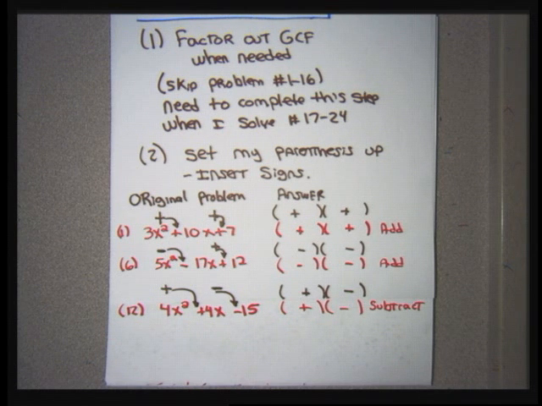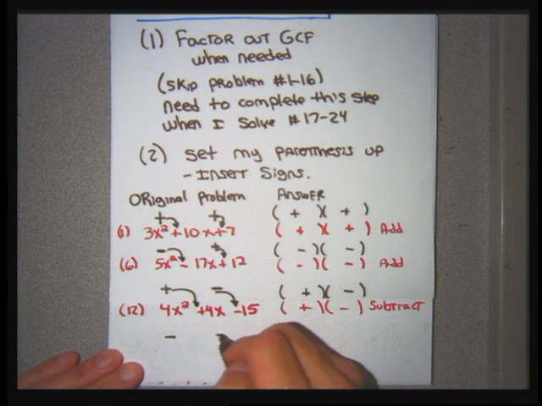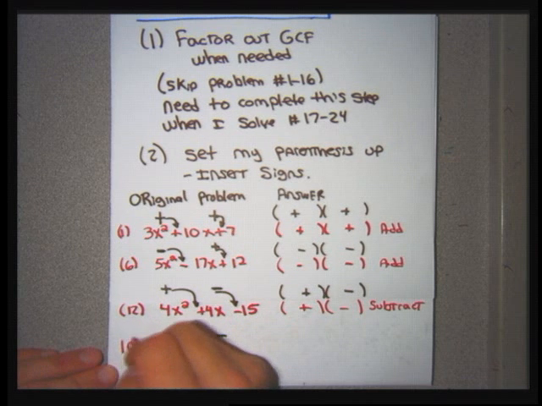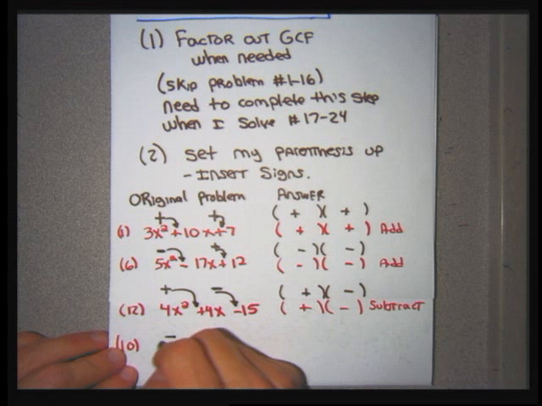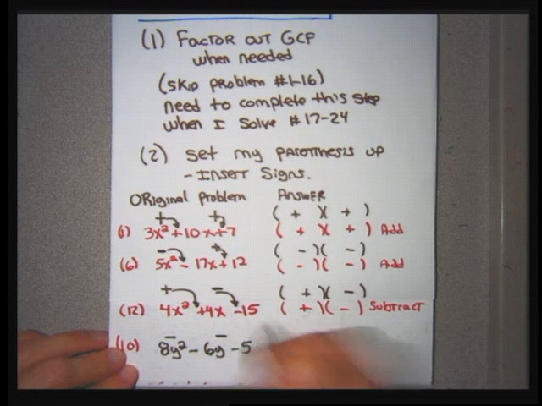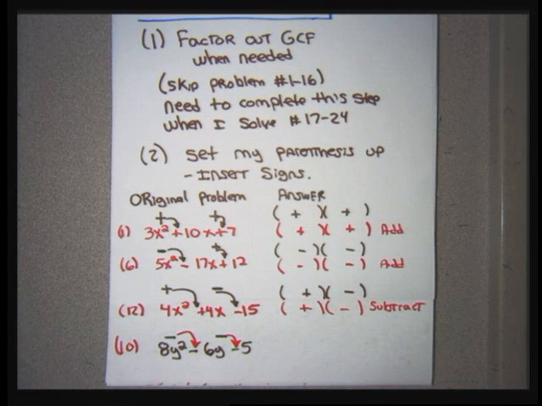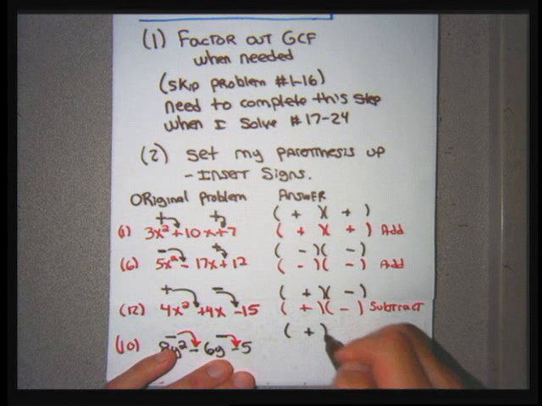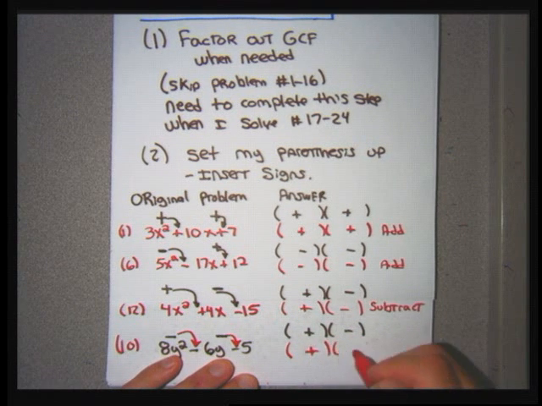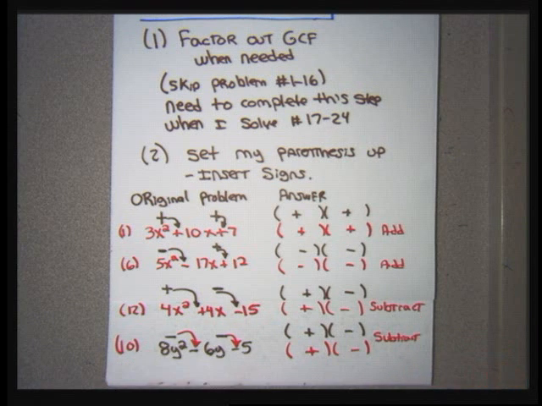The last possibility for the signs in my original problem is the first sign could be minus and the second sign can be minus. And as I quickly glance through my handout, problem 10 has that set up for me. When I look at problem 10, I see 8y squared minus 6y minus 5, so the first sign is minus, the second sign is minus, and when that is my situation, my answer, one parenthesis is going to have a plus, the other parenthesis is going to have a minus. So when I go to factor number 10, I'm going to get one parenthesis with a plus, one with a minus, and again, when I physically do these problems, subtract is going to be my keyword.